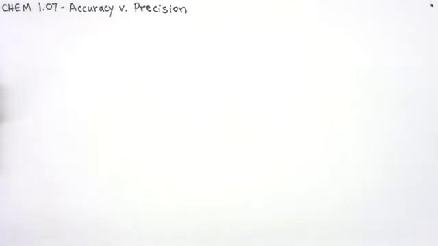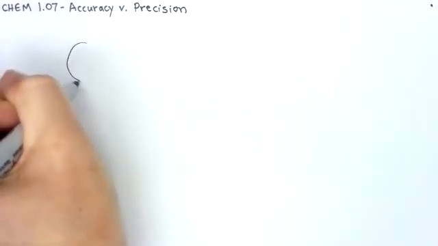You might have used these words in everyday conversations. If someone said something that wasn't true, you could say, well, that's not accurate. Or if someone had a really good play in football, you could talk about how precise their footwork was. In fact, in terms of science, they mean very different things.